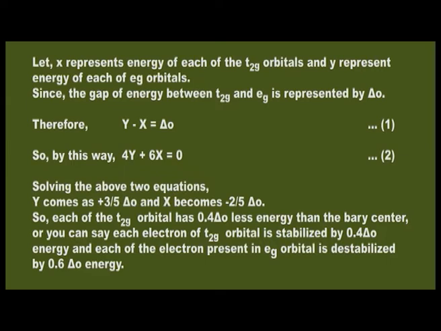Solving the two equations, y comes out as plus 3/5 delta O and x becomes minus 2/5 delta O. So, each of the T2g orbitals has 0.4 delta O less energy than the barycenter, or you can say each electron in a T2g orbital is stabilized by 0.4 delta O energy, and each electron present in an Eg orbital is destabilized by 0.6 delta O energy. On this basis, let us find the stabilization energy for a specific octahedral case.